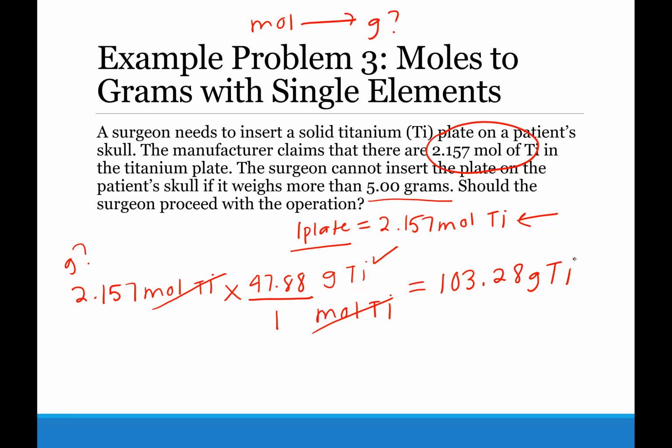So ultimately, the operation should not proceed because this amount of grams of titanium is going to be way more than 5 grams. It's going to be way too heavy on the patient's skull. So the answer is no, it should not proceed. Let me know if you have any questions about example problem 3.